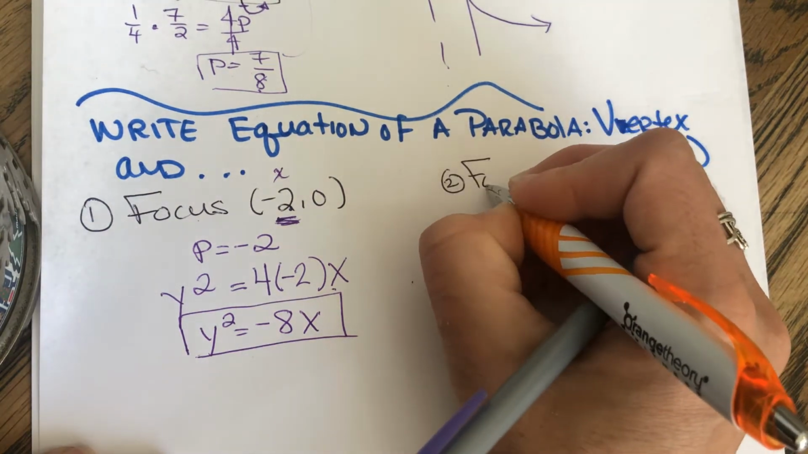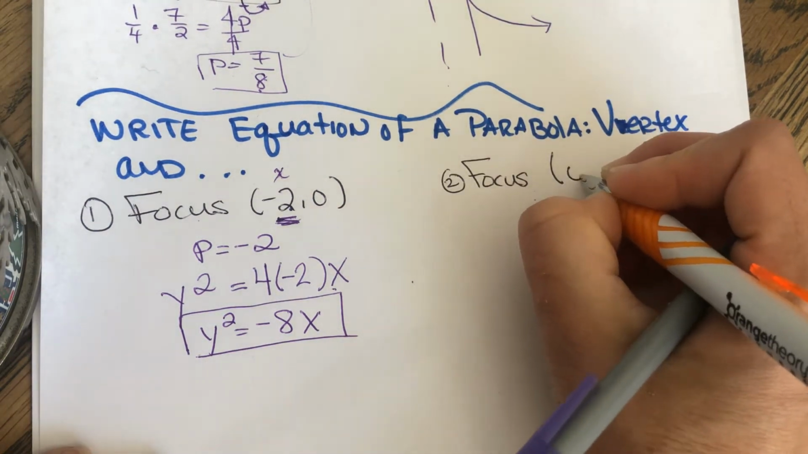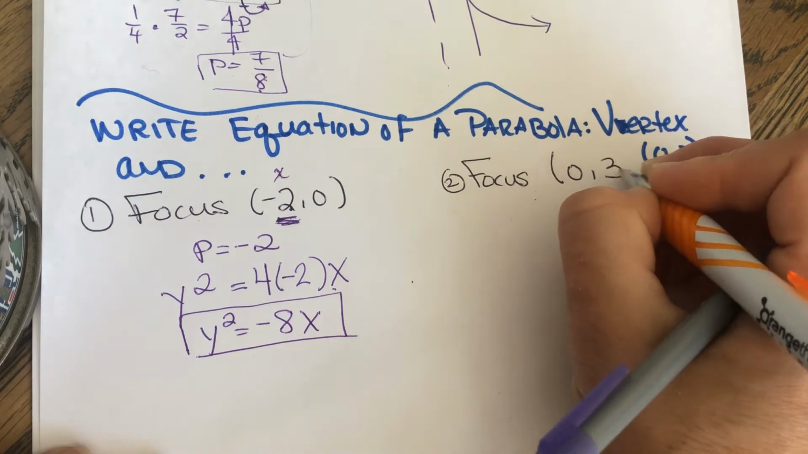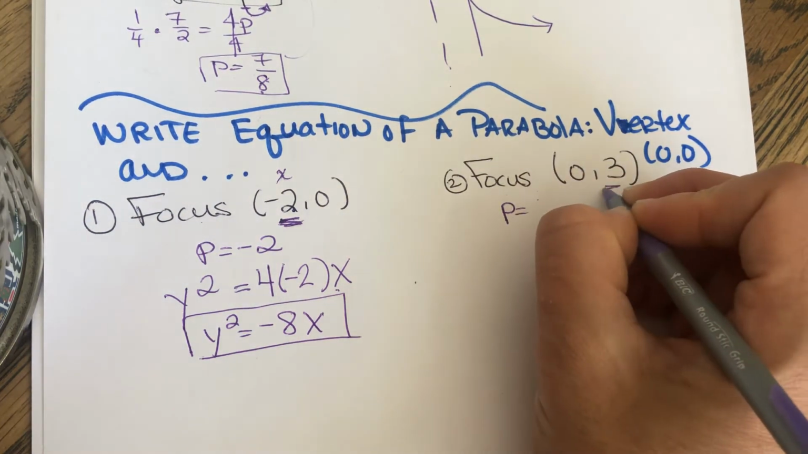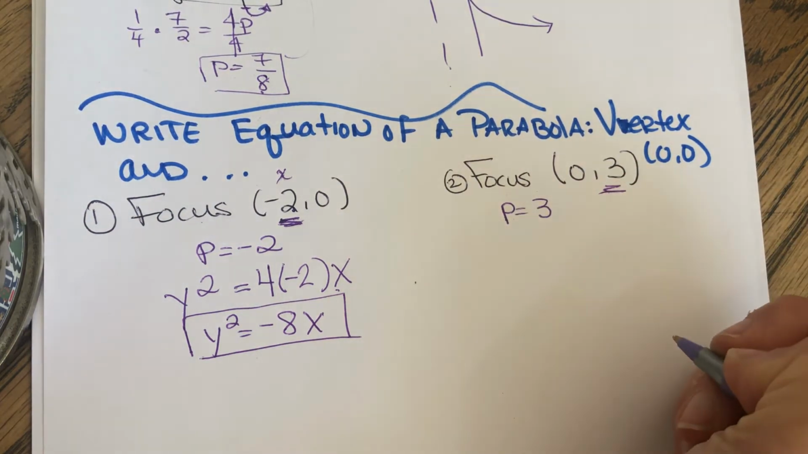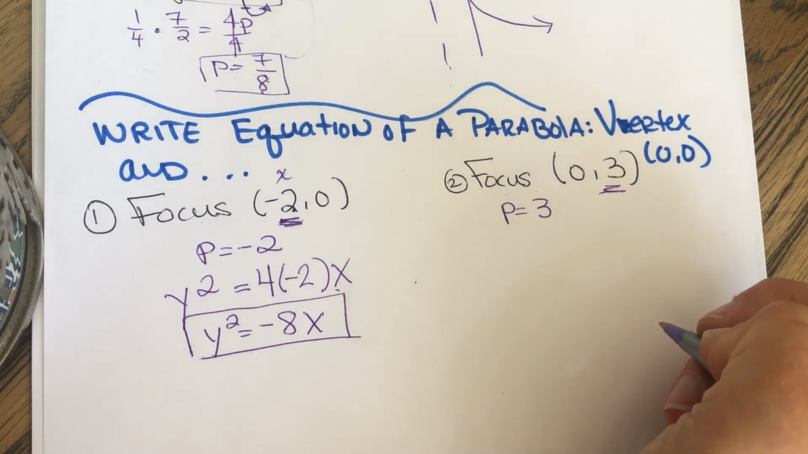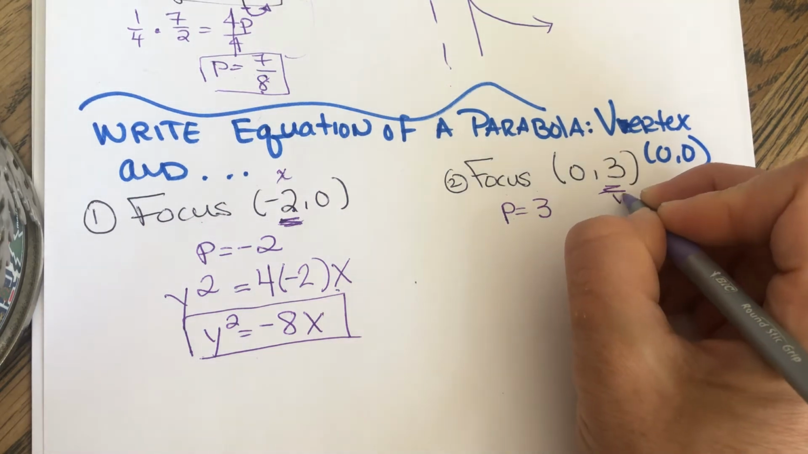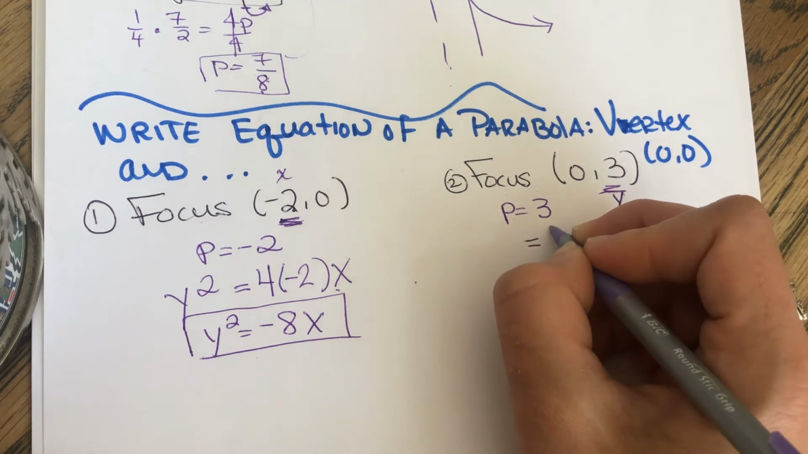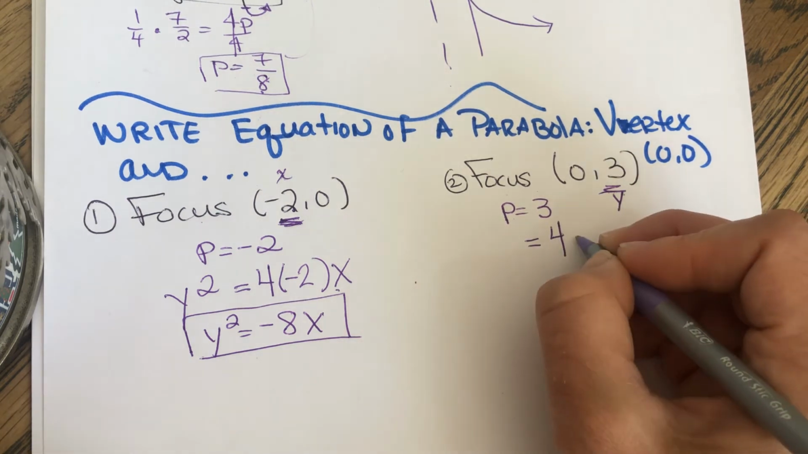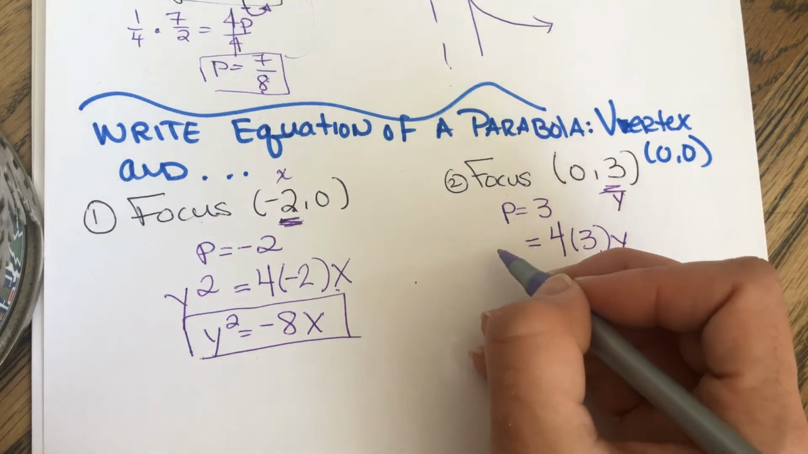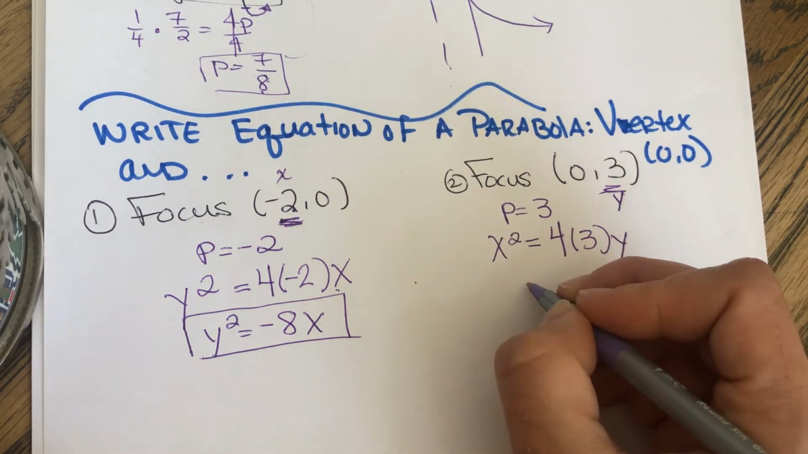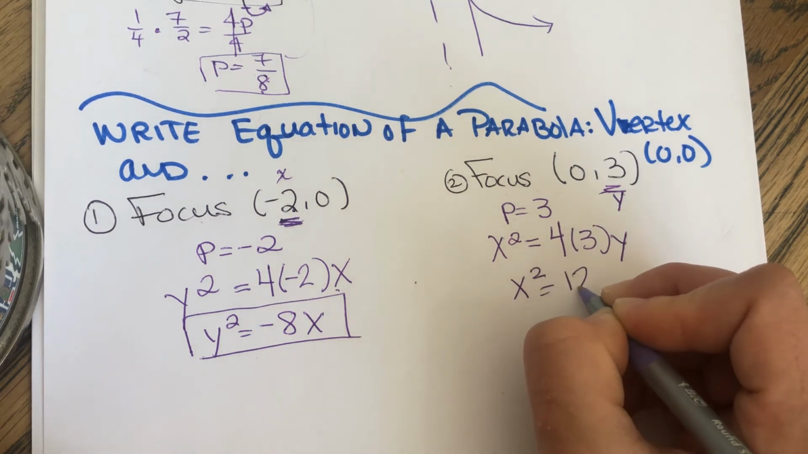Let's say our focus now is (0, 3). Okay, remember what I told you with the focus. The p-value is the actual focus, like the value of it. This is my y, so you know, put that 4 permanent. You know that it's 3, it's next to the y because it's the y coordinate. And then you know this is now an x squared, and now just finish it off. x squared equals 12y.